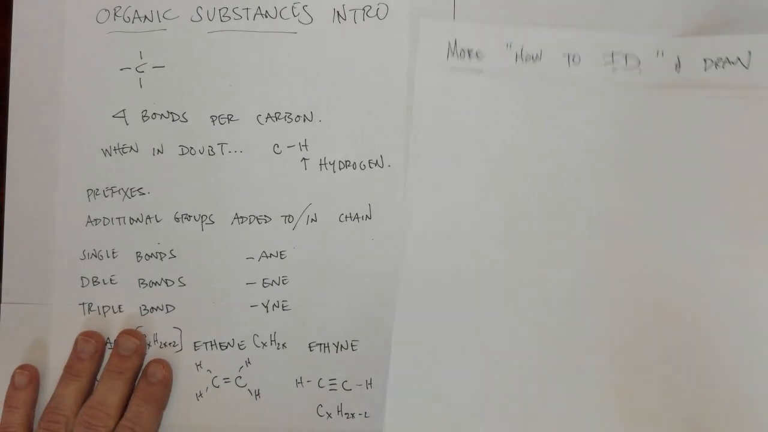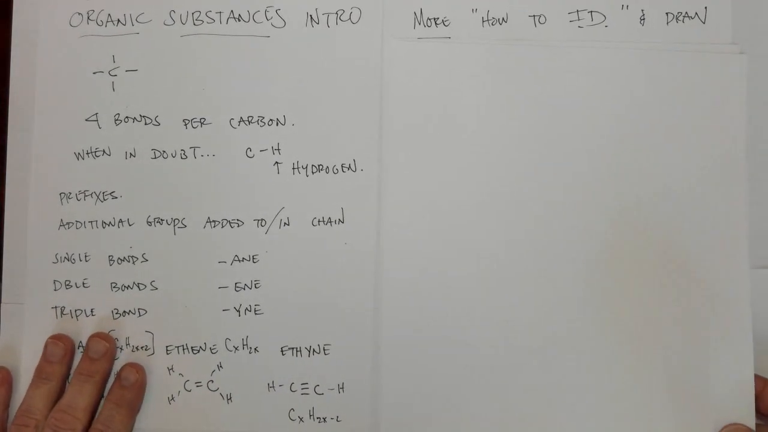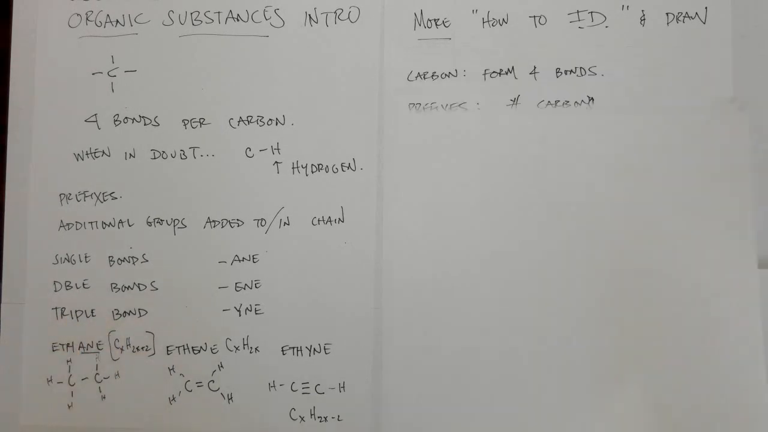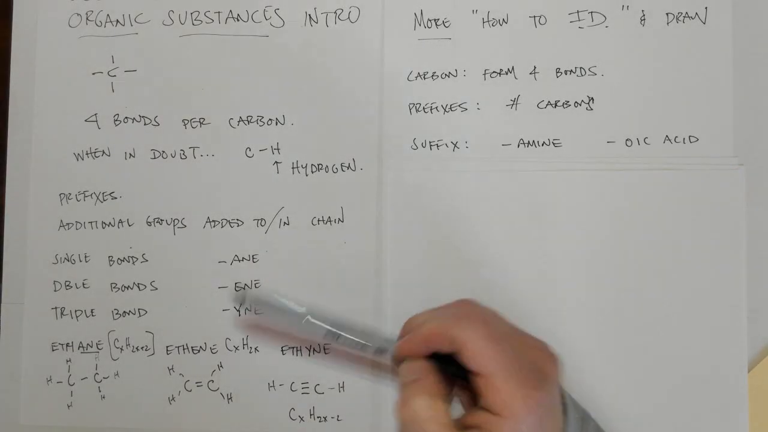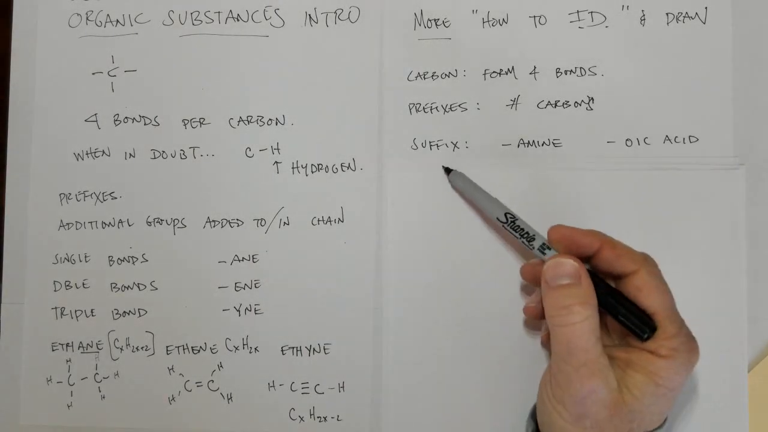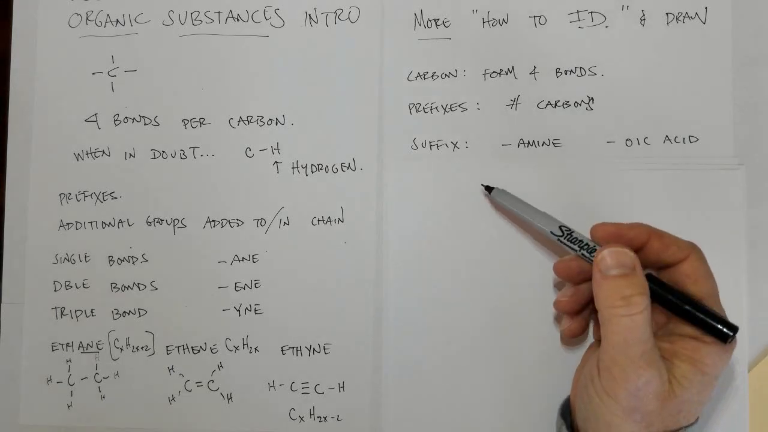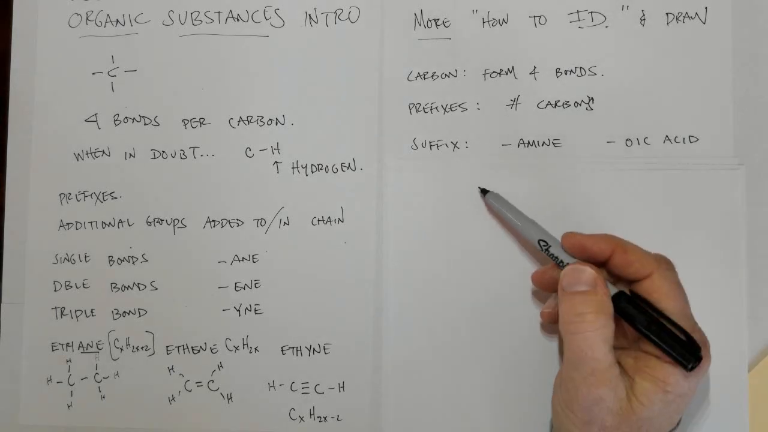So here's some more on how to identify and draw these particular structures. First of all, remember that carbon forms 4 bonds. Second of all, that the prefixes tell you the number of carbons. The suffixes can be different, and I just told you 3 of them based on single, double, and triple bonds. But the suffixes can also tell you what's attached to each one of the structures.